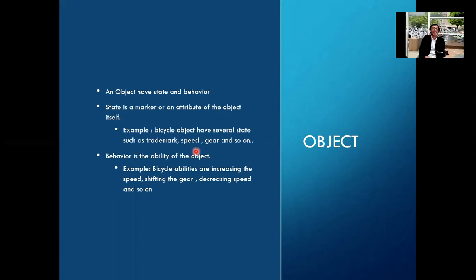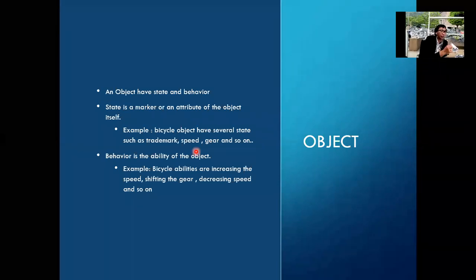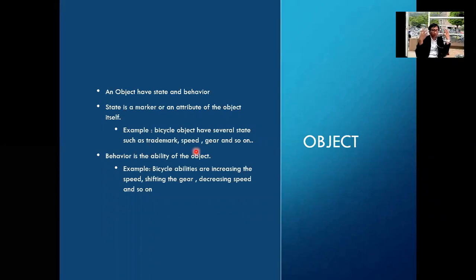So that's the real object. We're not getting into the real object, we're getting into the application object. How to change this object into an application object, that's another thing. But in this case, I just want you to have a wide image of an object.